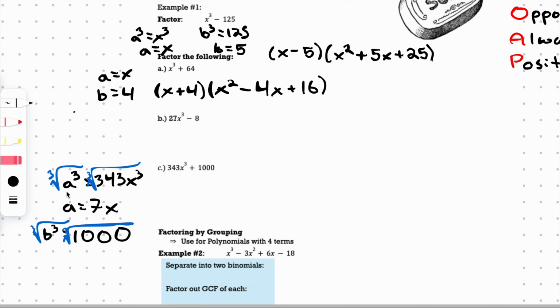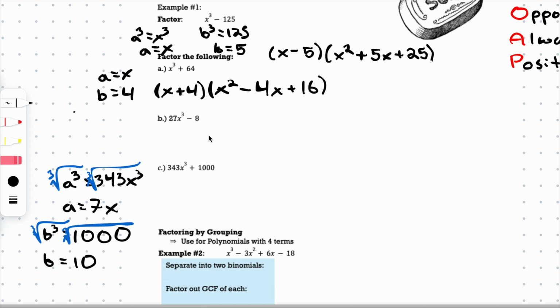It can be helpful to memorize your cube roots, your square roots. And you can also just know that 10 to whatever power is just going to be however many zeros there are. So for example, 10 to the second power, 10 squared, 100 has 2 zeros. 10 to the third power has 3 zeros, 1000. Okay, so we have our values for a and b.